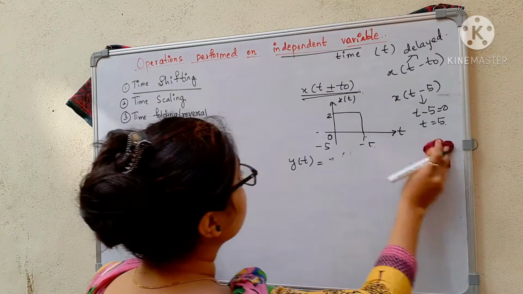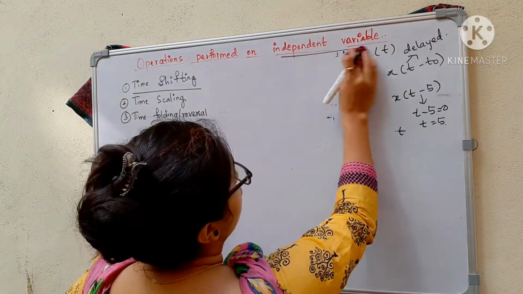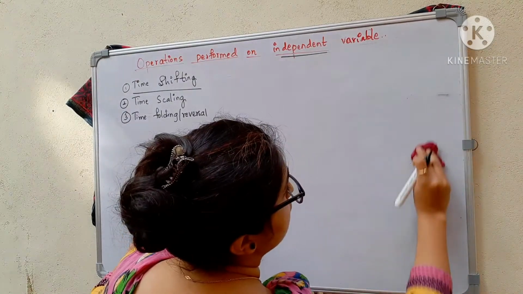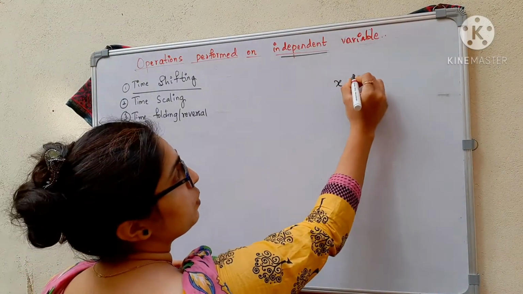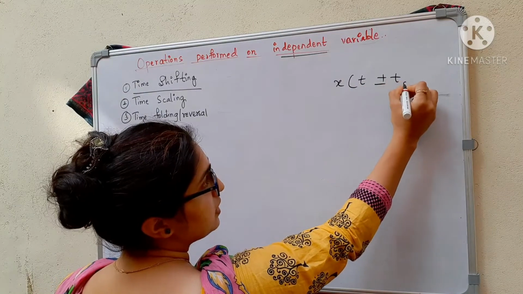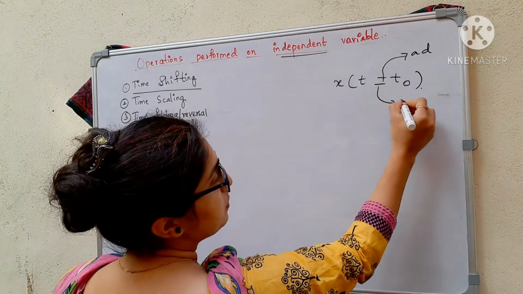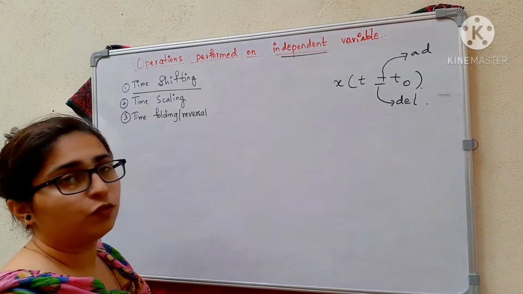So this is your time shifting. You will get either the delayed version or the advanced version, depending upon x of t plus or minus t naught. Plus means you get the advanced version, minus means you get the delayed version.